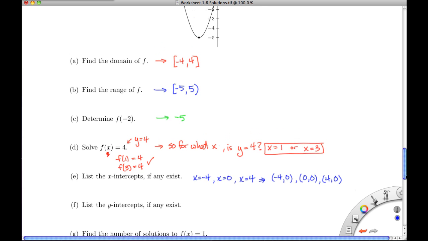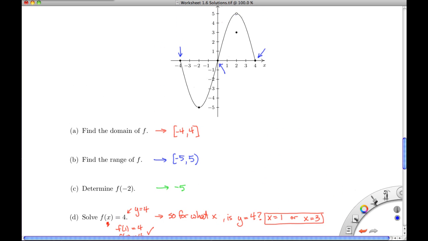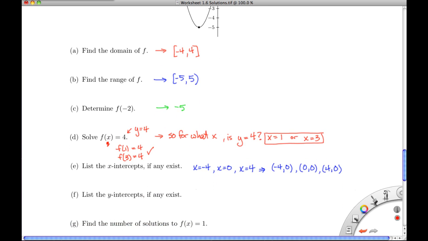So for f, we need to find the y-intercepts if they exist. So let's go back to the graph and see what we've got going on here. So we're looking for points where we hit the y-axis, and it looks like it really only happens right here at the origin again. So it's not only an x-intercept, but it's also the only y-intercept that we would have. So this is going to happen at y equals 0, and if we wanted to write it as a coordinate, we have the origin (0, 0).